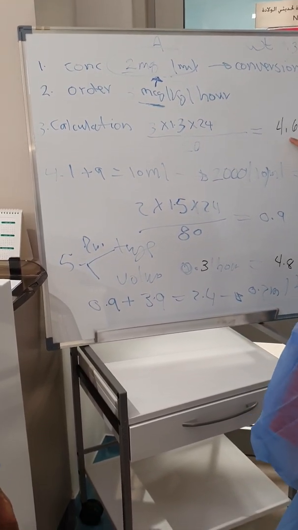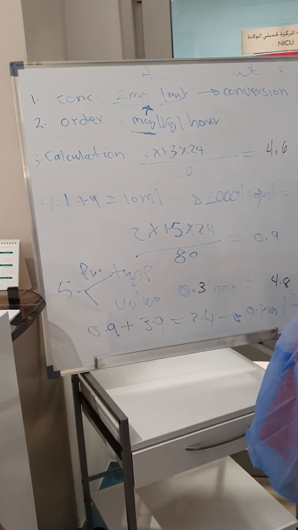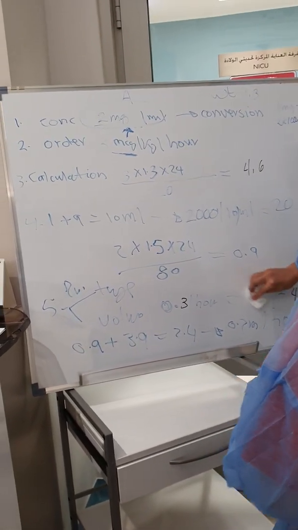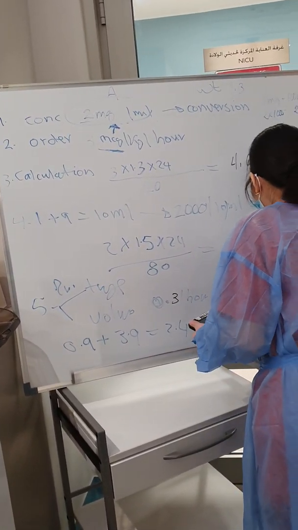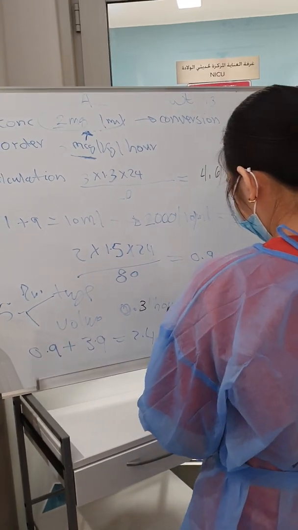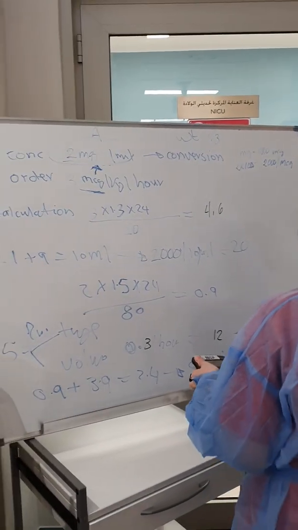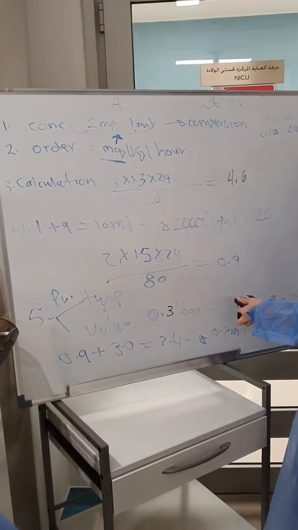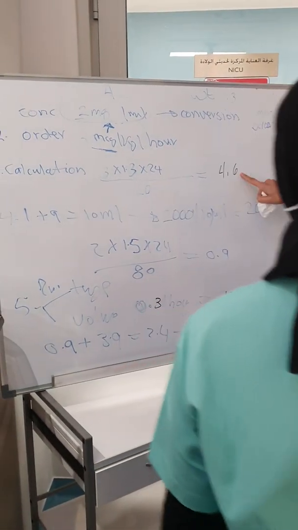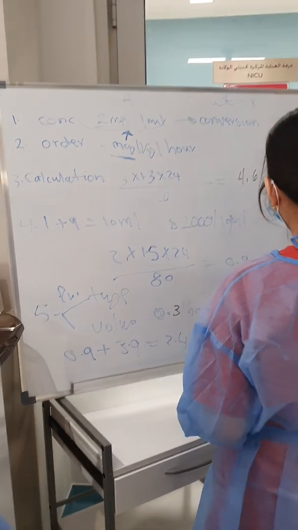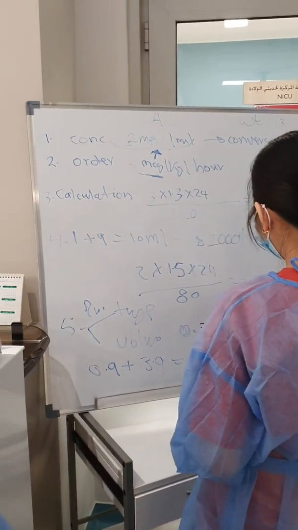But you already have 4.6. So 12, write it here, 12 minus 4.6, how much? You get 7.4. So 7.4 plus this, you get 12. And then you run it at 0.5 ml an hour.